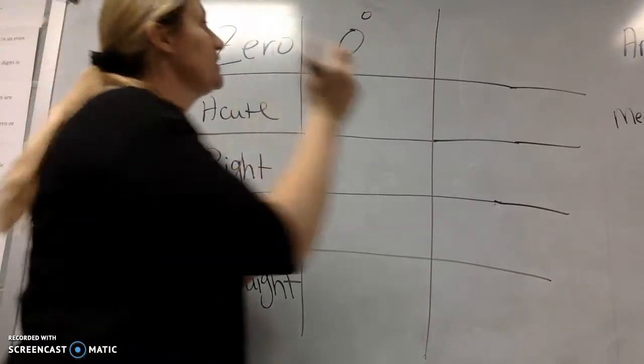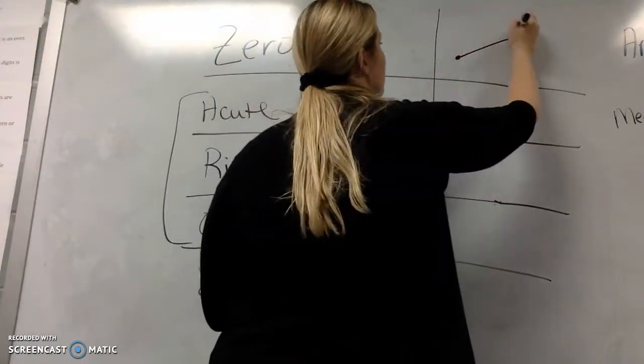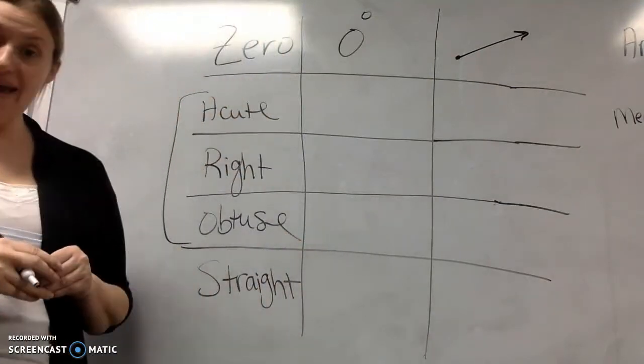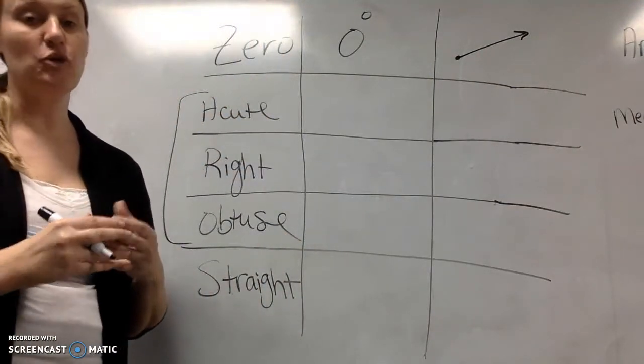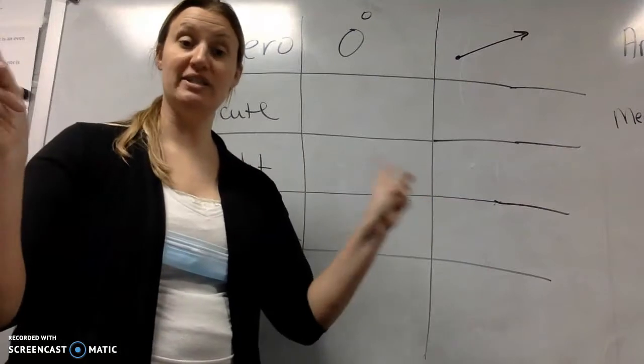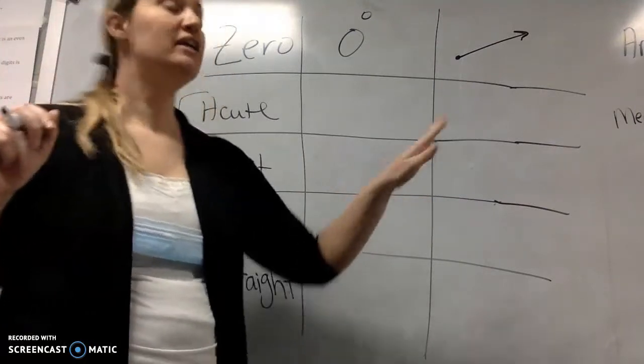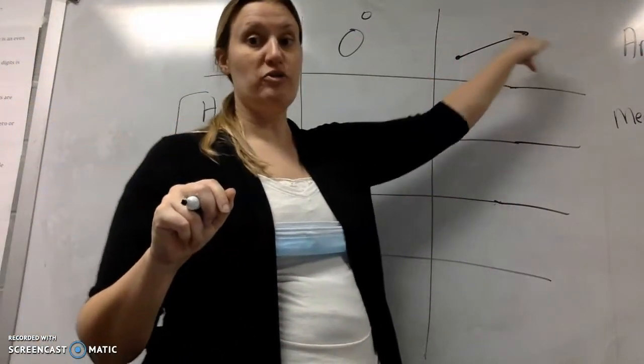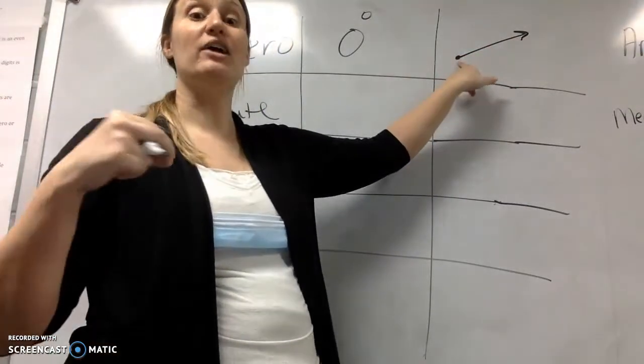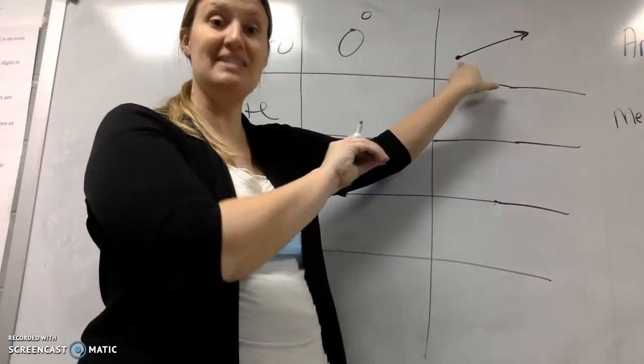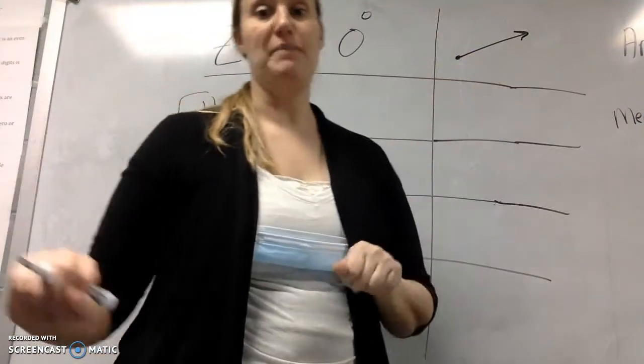What does it look like? It looks like a ray. Okay, a ray is different than a line. So a line goes forever in both directions, and I would draw an arrow on both sides. A ray only goes forever in one direction and has a starting point. So think of like a ray of sun. It starts at the sun and beams out from there.